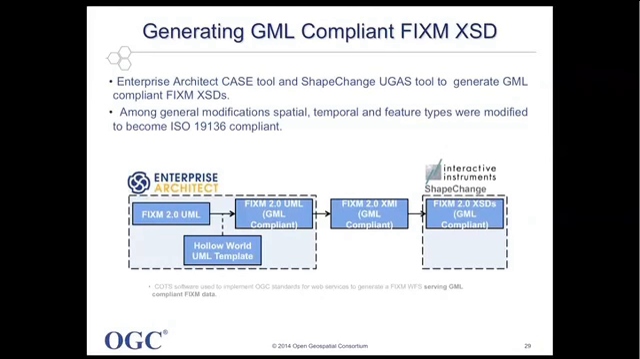And from Enterprise Architect, we outputted FIXM 2.0 XMI and ran this through a UML to GML application schema tool called ShapeChange. This converted the XMI to a set of FIXM application schema, and these were GML compliant. Following the generation of these standard compliant FIXM application schemas, multiple testbed participants used these schemas to demonstrate the interoperable exchange of FIXM data, for example via WFS and WFST, as you saw in the diagram earlier.